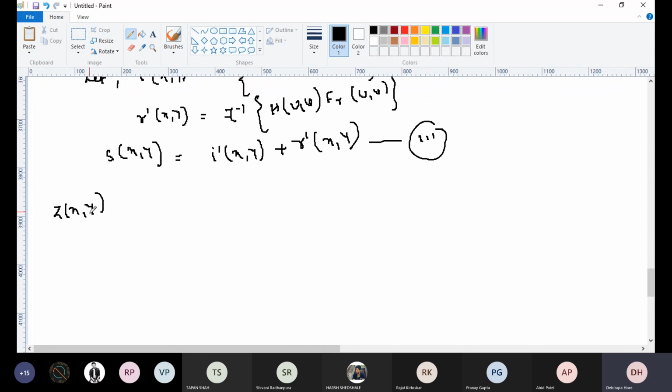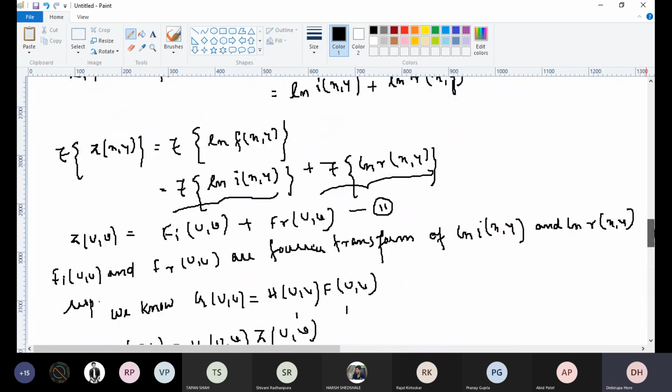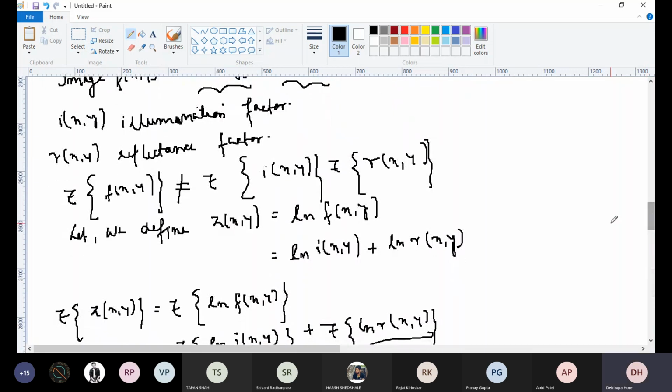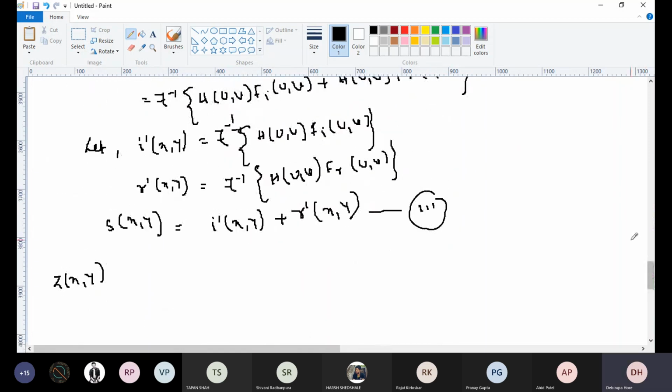Now, z of x,y was obtained by taking the logarithm of the original image f of x,y. Therefore, the inverse exponential operation yields the desired enhanced image. So z of x,y was equal to the logarithm of f of x,y.